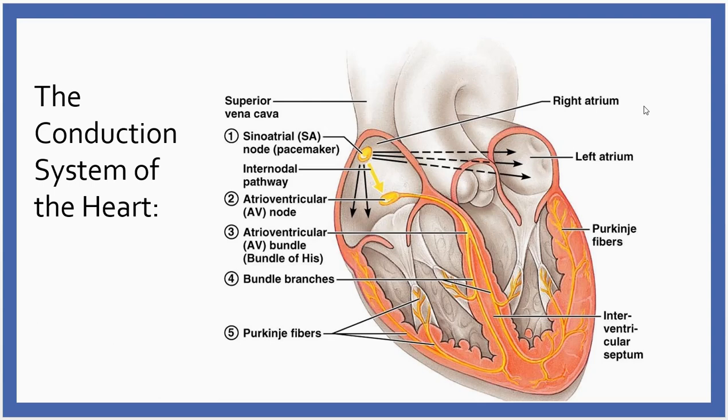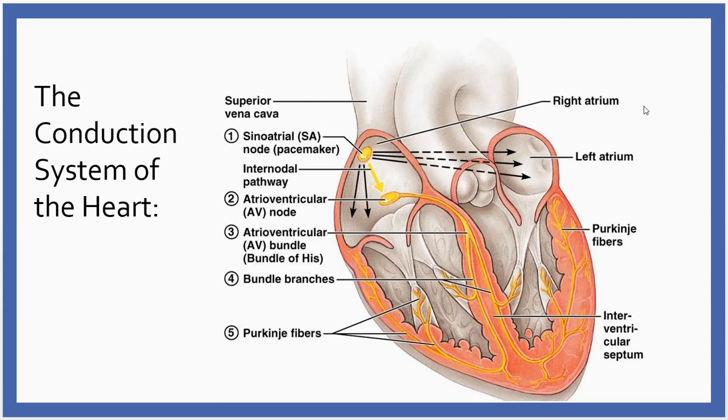So the SA node is up there in the right atria near the superior vena cava. Captain of the ship, as I said, the main pacemaker. It'll fire off an impulse typically around 60 to 100 beats a minute. Now the SA node is influenced by the sympathetic and parasympathetic nervous system.